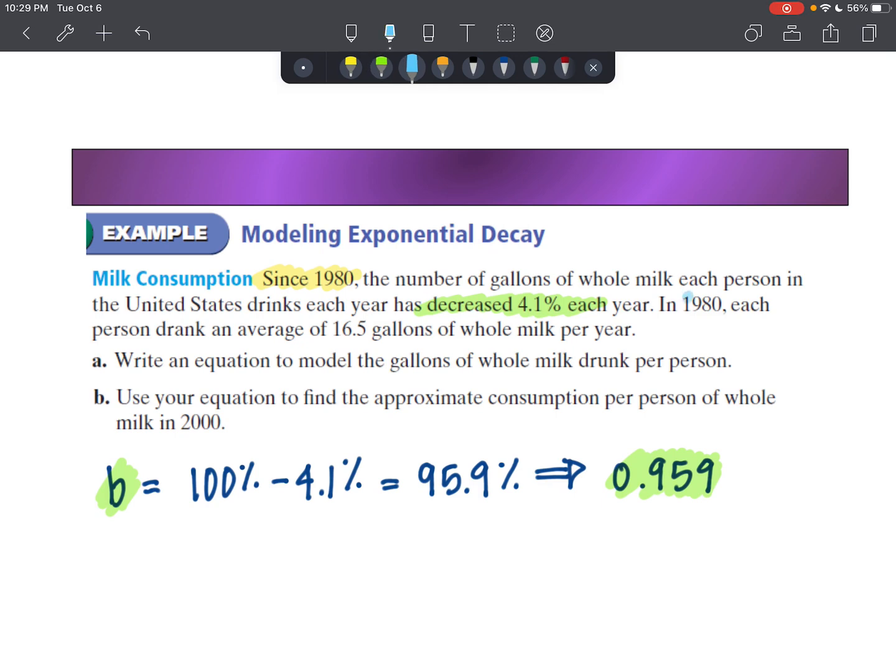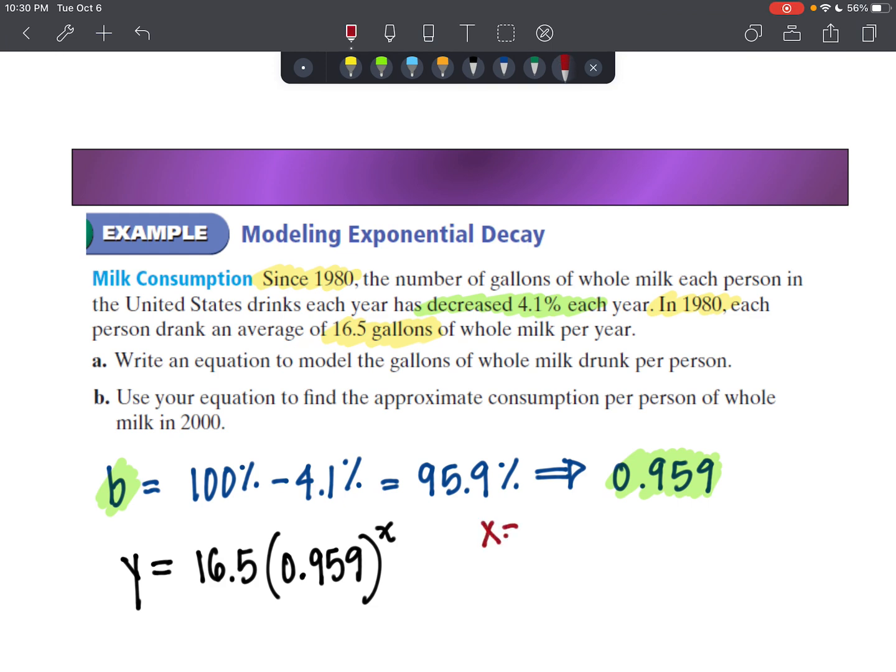Now, beginning in 1980, an average of 16.5 gallons of whole milk per year per person is what was consumed. So our output is going to equal 16.5, and then in parentheses 0.959 raised to the x power.